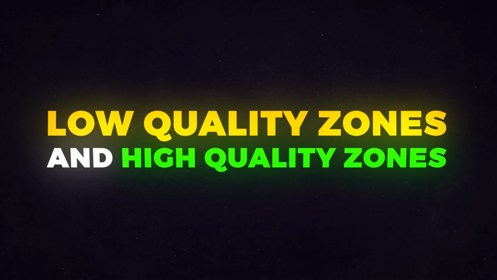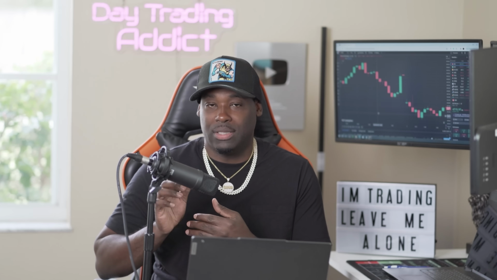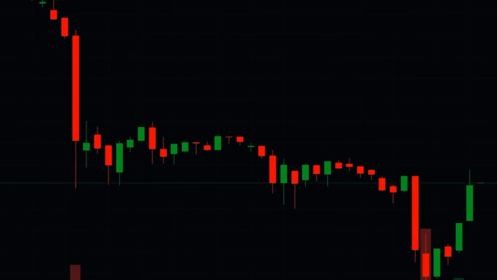Now, let's talk about low quality zones and high quality zones, right? When it comes to supply and demand, honestly, you have a lot of people that would say, I only take this type of zone, or it's best to only take this type of zone. And honestly, the best thing to do, in my opinion, is to understand the structure first. That's the most important part when it comes to supply and demand, right? So me personally, it doesn't matter how the zone looks. I'm really focusing on the structure, okay? The direction of the market, because that's, in my opinion, the most important part when it comes to supply and demand.